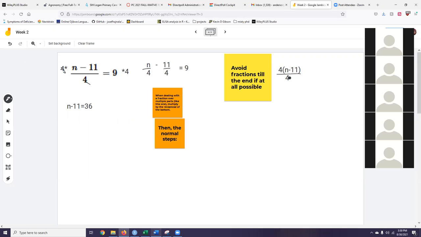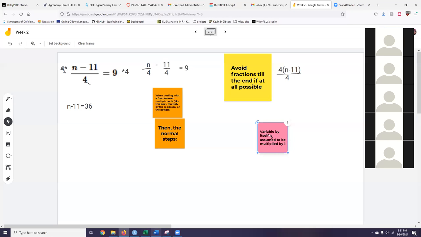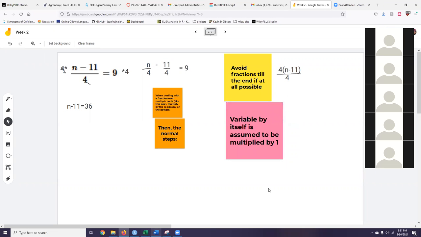Do you put a one in front of the n, like imaginary number? Whenever there's a variable by itself, let me go ahead and put it here, since that was asked. A variable by itself is assumed to be multiplied by one. So if you just have a variable, it's one times that number. So that's why you do this, and that will cancel out. Like I said, you can distribute it, but then you'd have to factor it again to cancel out the four. So don't do more math than you have to.